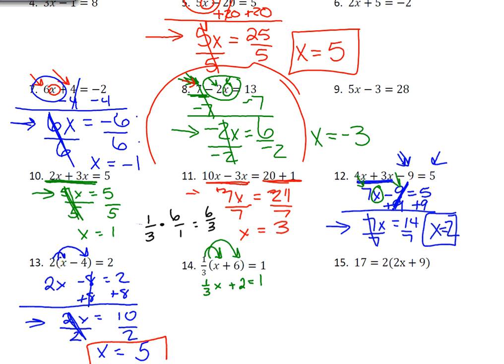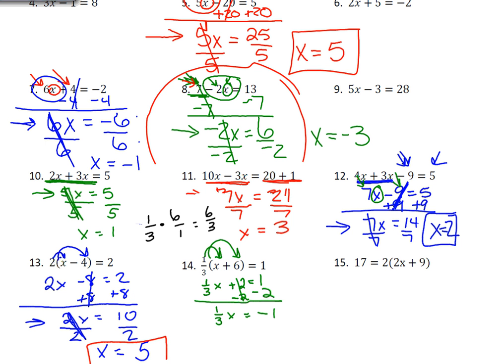Okay, so now that we are completely done with distributing, it's now just a basic multi-step equation. So again, we would start by getting rid of addition and subtraction first. So they added 2, so I'm going to subtract 2. Okay, minusing 2 from both sides. I have 1/3 x equals 1 minus 2 is negative 1.